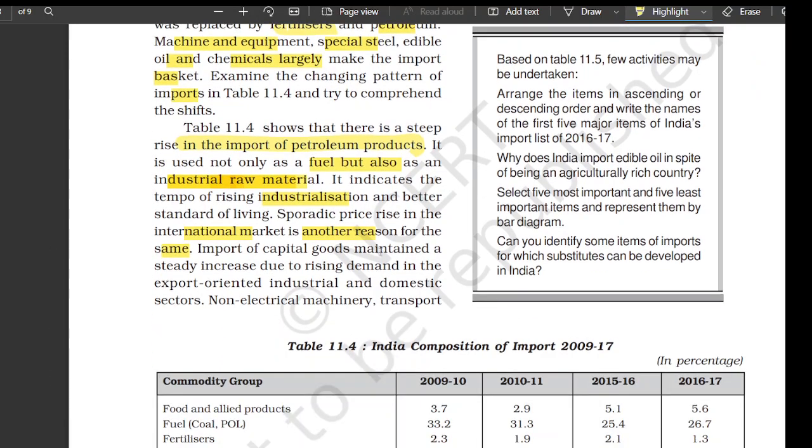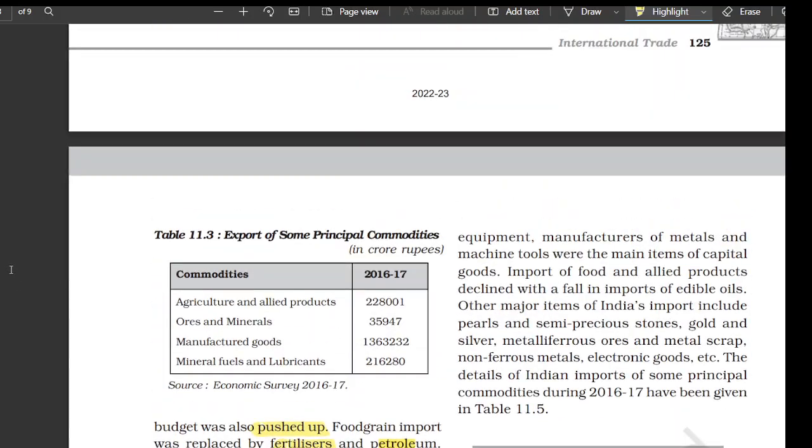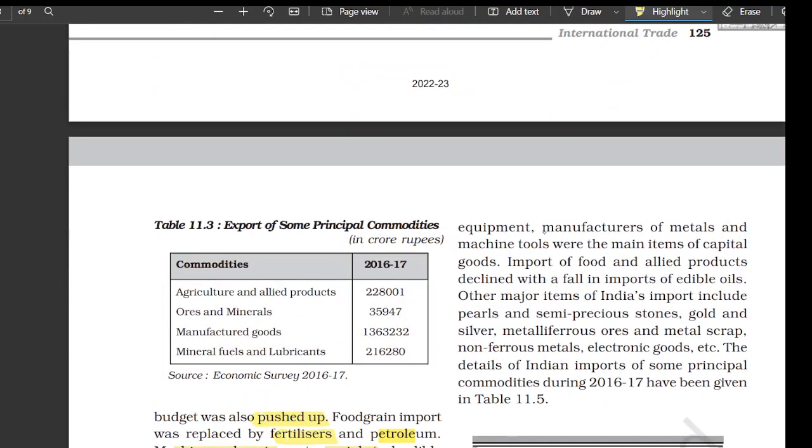Import of capital goods maintained a steady increase due to rising demand in the export oriented industrial and domestic sectors. Non electrical machinery, transport equipment, manufacturers of metals, and machine tools were the main items of capital goods. Import of food and allied products declined with a fall in imports of edible oils.